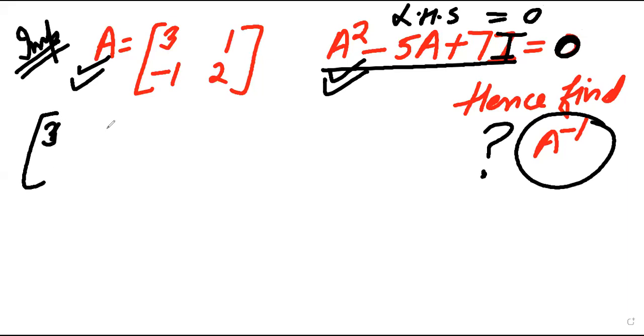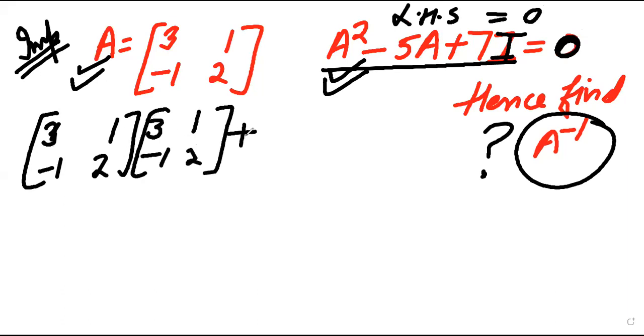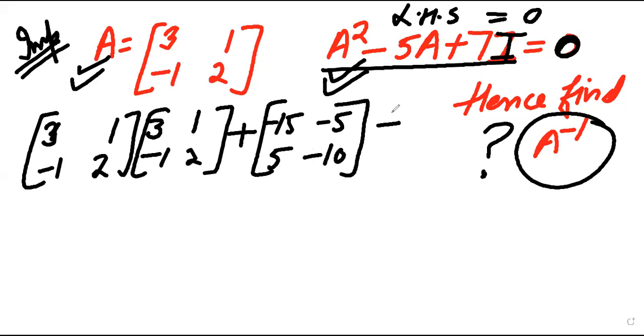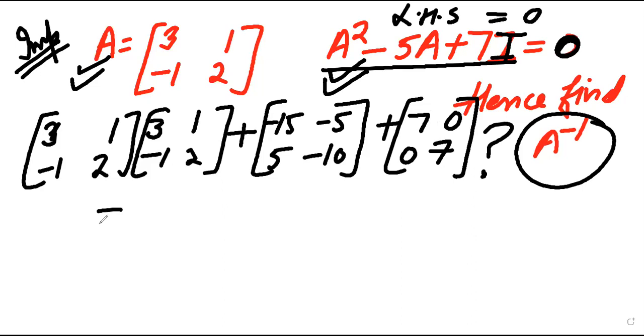First, multiply this 3 times (1, minus 1, 2), then minus 5a. 5a means multiply this a with 5, minus 15, then minus 5, here 5 and 5 to the 10. And then 7 into identity. I told you that identity means on the diagonals we have values 1 and 1, and the other values are 0. So after multiplying we get here 7 0 0 7. You just solve it and the answer will come 0 0 0 0.